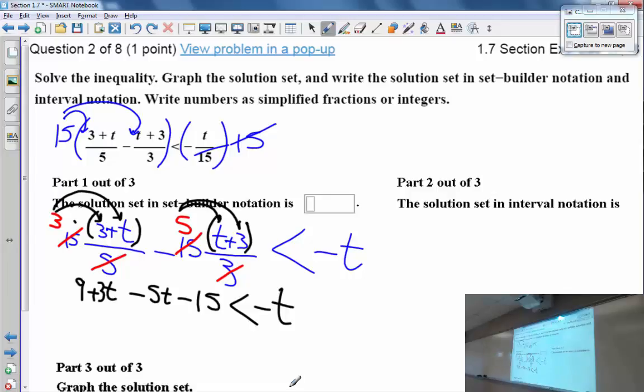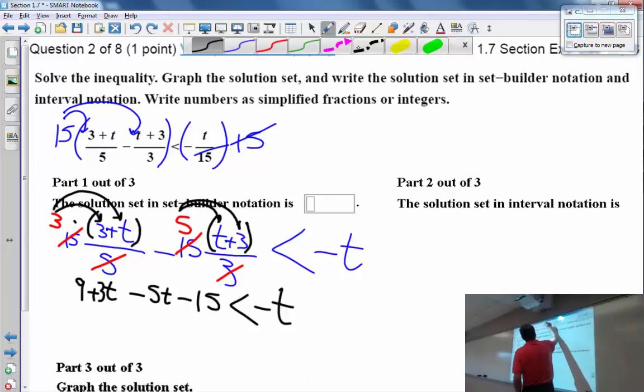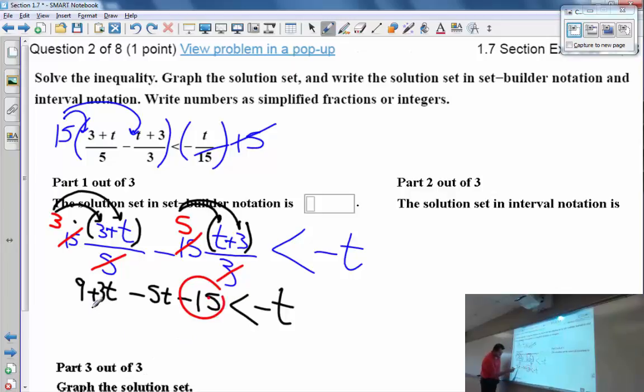All you need to do is bring the t's together, numbers to the other side, and isolate t. Solve for t. But I have some simple calculations like 9 and 15. What do 9 and negative 15 make? These two? They make negative 6.